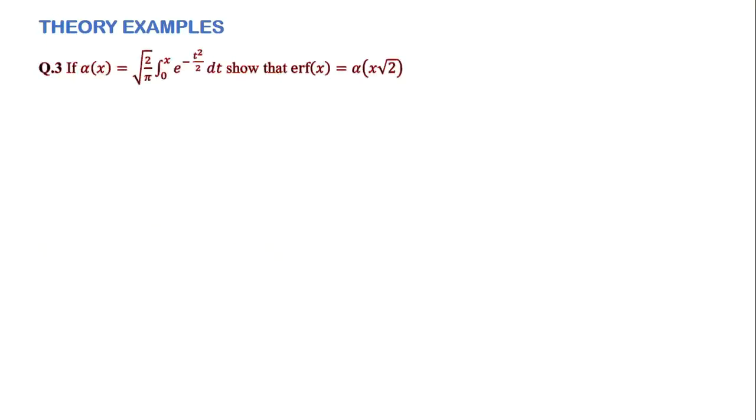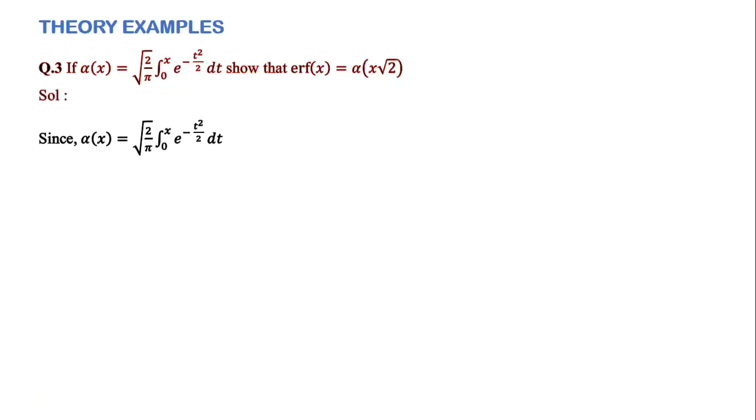Now let's see the last question from this topic. The question is like this: alpha of x is equal to under root of 2 by pi, integral from 0 to x, e raised to minus t square by 2 dt. Then show that error function of x is equal to alpha of x root 2. So in this question, the alpha is already defined, and we have to show that the value of alpha at x root 2 is actually the error function of x.